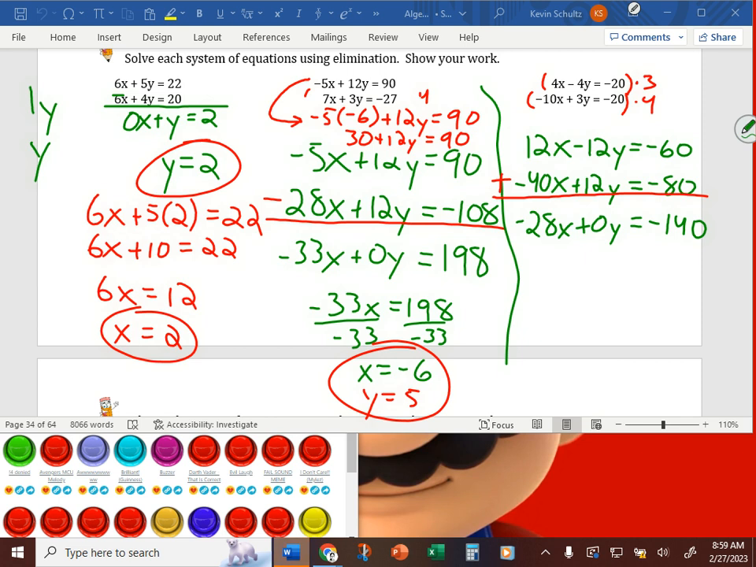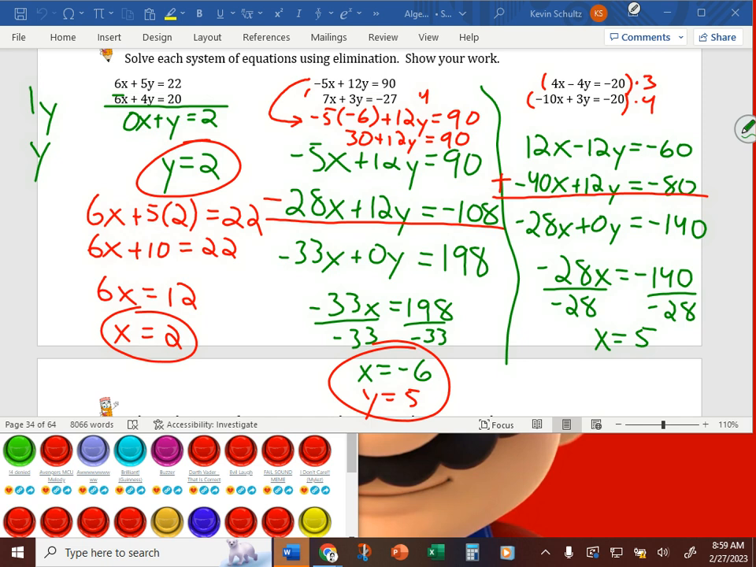So, because 0y is just 0, we've got negative 28x equals negative 140. Divide both sides by negative 28 to get x by itself, and what do we get? X equals 5. Okay. Now we go back to one of the equations.